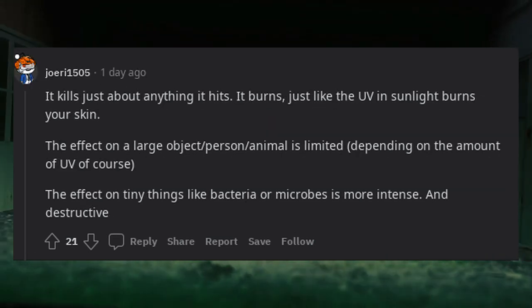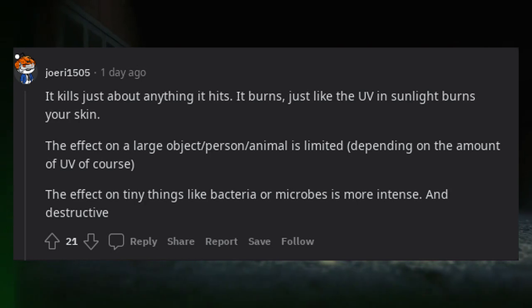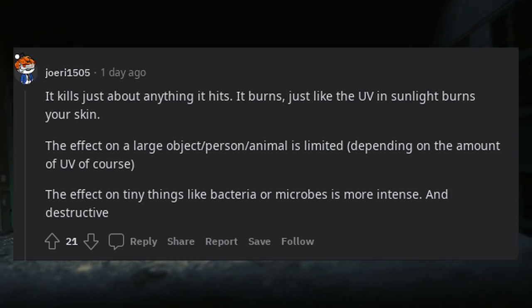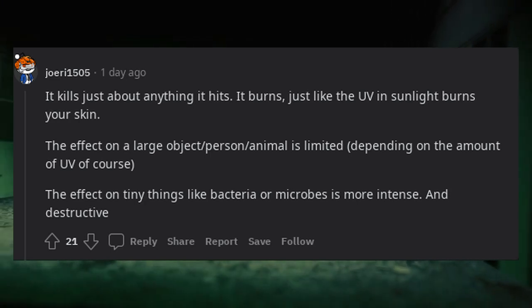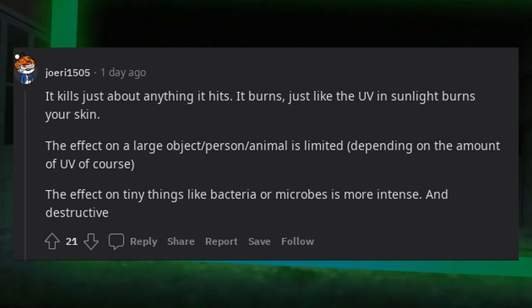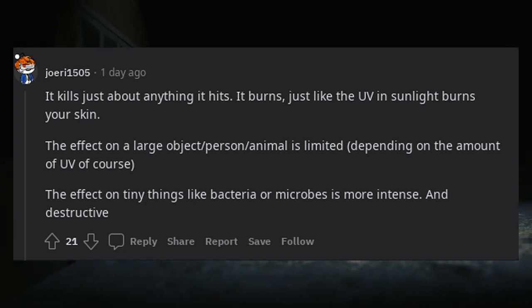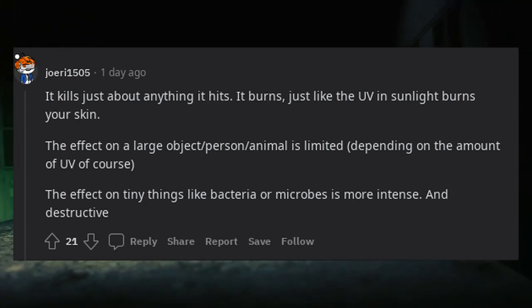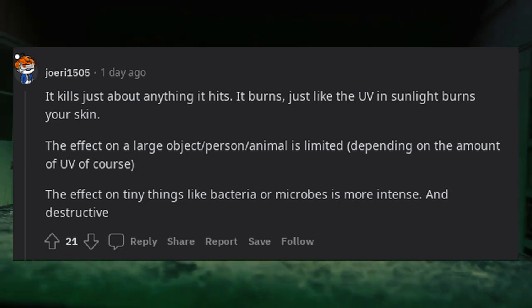It kills just about anything it hits. It burns, just like the UV in sunlight burns your skin. The effect on a large object, person, or animal is limited depending on the amount of UV, of course. The effect on tiny things like bacteria or microbes is more intense and destructive.